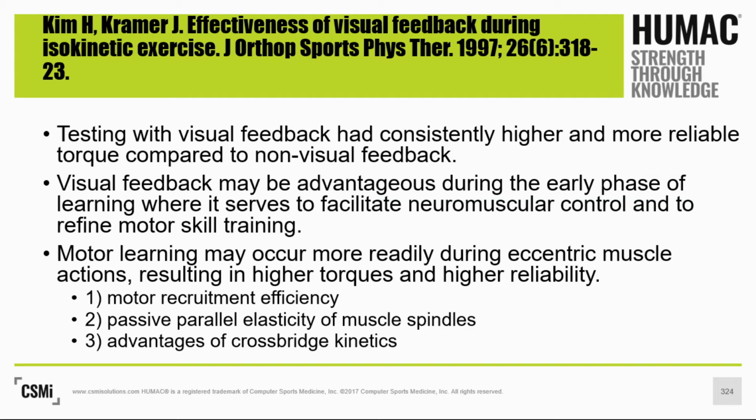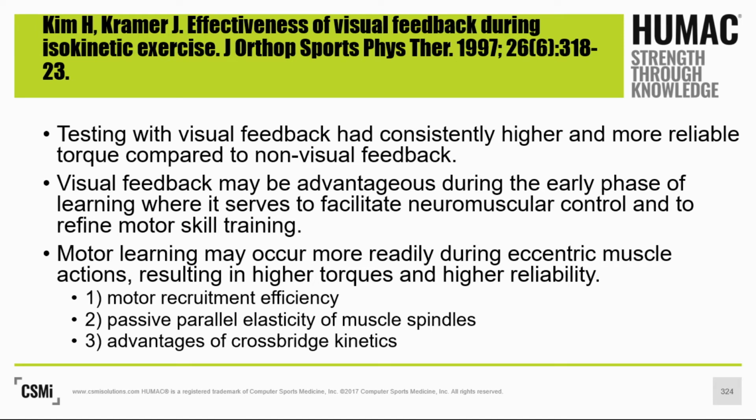Here is an older study by Kim and Kramer in which they looked at using visual feedback during isokinetic quadriceps testing. Half of the 40 healthy subjects, both male and female, were provided with visual feedback, and they had higher torque production in both concentric and eccentric contractions compared to the subjects without visual feedback. The authors also discussed how the eccentric contractions were more responsive to visual feedback, and they relate this back to the mechanisms such as preferential recruitment of type 2 muscle fibers, the muscle spindle stimulation, and the cross-bridging kinetics during eccentric contractions.